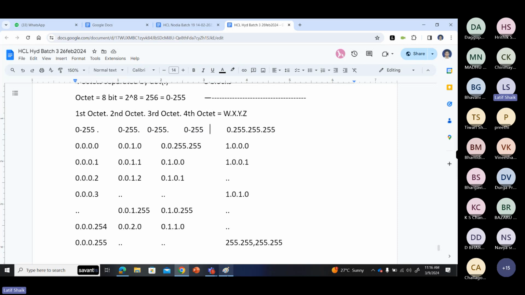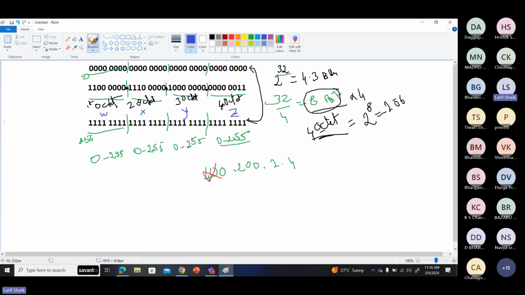Yes, the very first IP address is 0.0.0.0. This is the first IP address. The next IP address is 0.0.0.1. This is not binary numbers. These are decimal numbers only. These are decimal numbers because we don't write in a binary format.